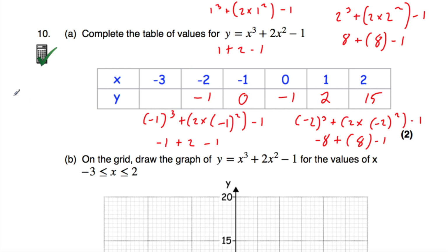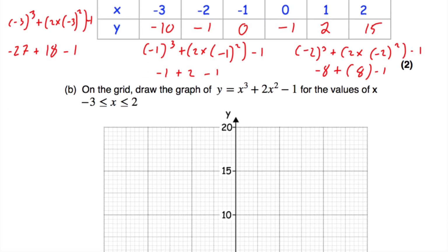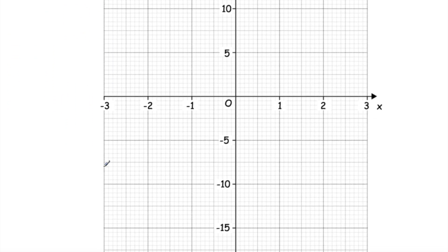And then finally negative 3. So we're going to do negative 3 cubed plus, and then 2 times negative 3 squared, and then take away 1. Negative 3 cubed is negative 27, and then plus. Negative 3 squared is 9, times 2 is 18, and then take away 1. Negative 27 plus 18 is negative 9, take away 1 would be negative 10. So that's great, we've completed our table of values. And now let's just plot those points. So negative 3, negative 10 would be there.